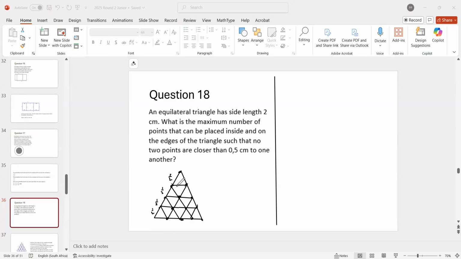I've got 3, 1, 2, 3, 4, 5, 6, 7, 8, 9, 10. Let's include this one here. So there are 15 points here.